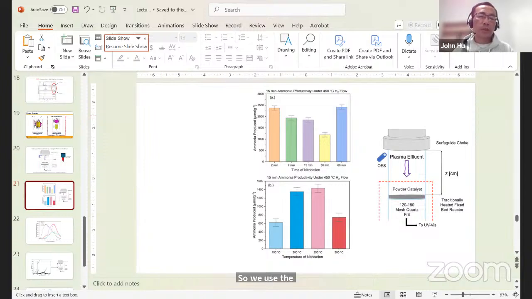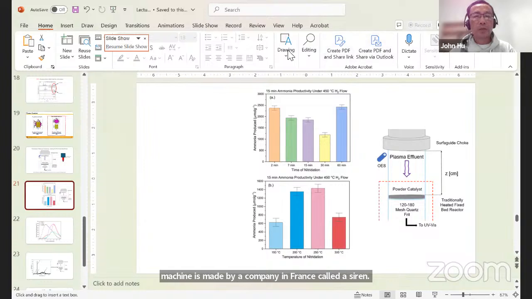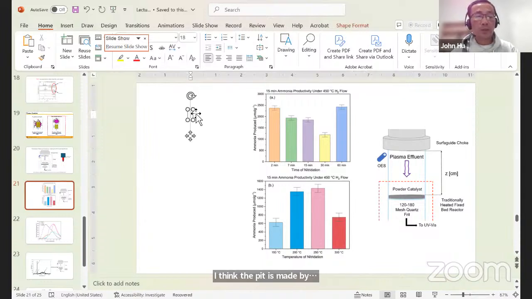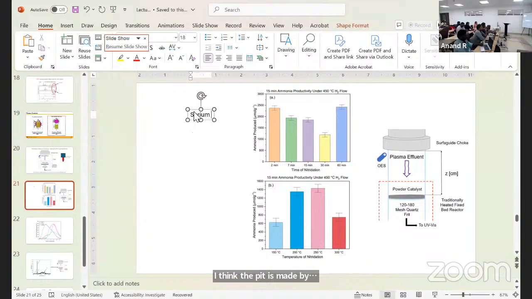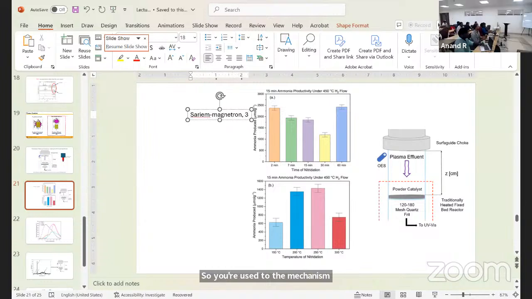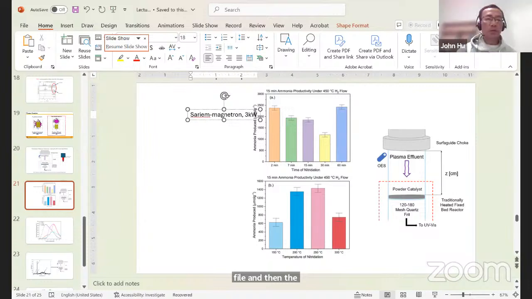The machine is made by a company in France called Sairem. Most of the instruments in the United States, I think half of them, are made by this company. Is it Sairem? Yeah. So you use the magnetron, and then the 3 kilowatt, and you will see the plasma. Good question.